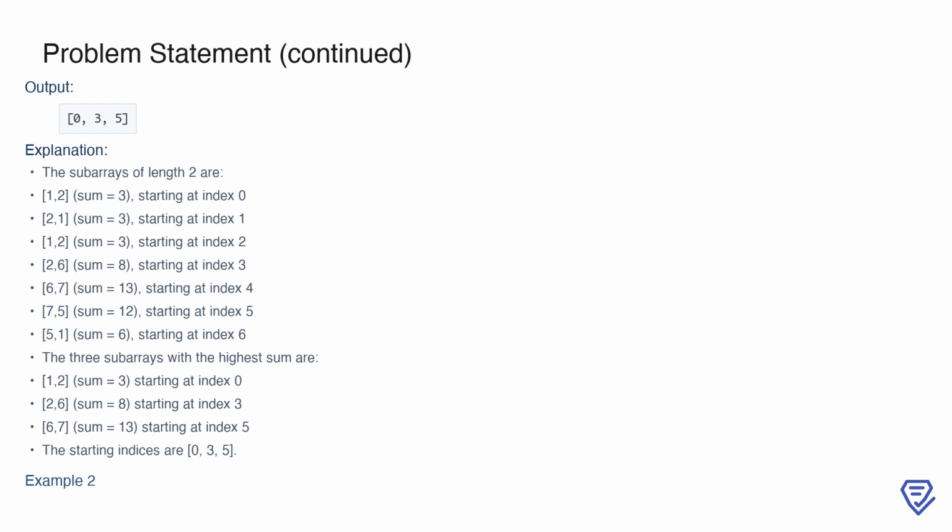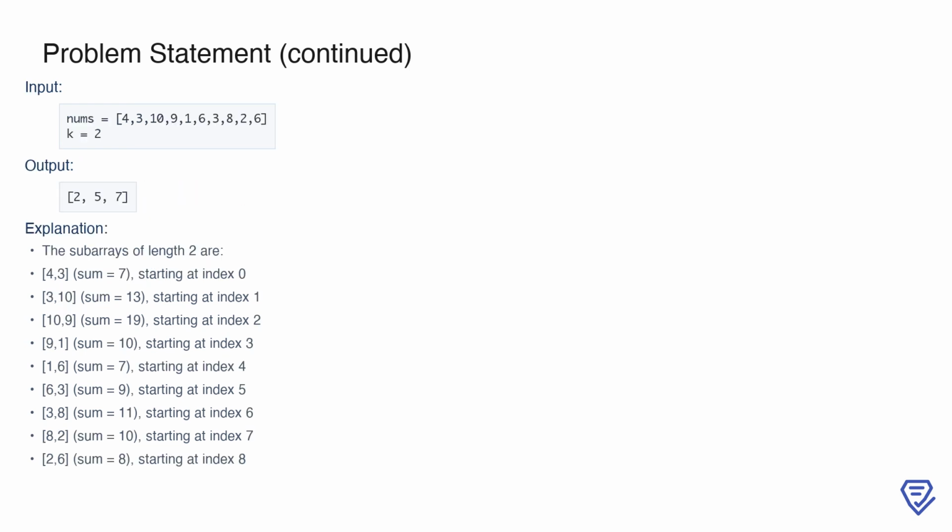From these, the three subarrays with the highest sums are 1, 2, starting at index 0, 2, 6, starting at index 3, and 6, 7, starting at index 5. Since these subarrays do not overlap, the starting indices of these subarrays are 0, 3, 5, which is the required output. Now consider another example.